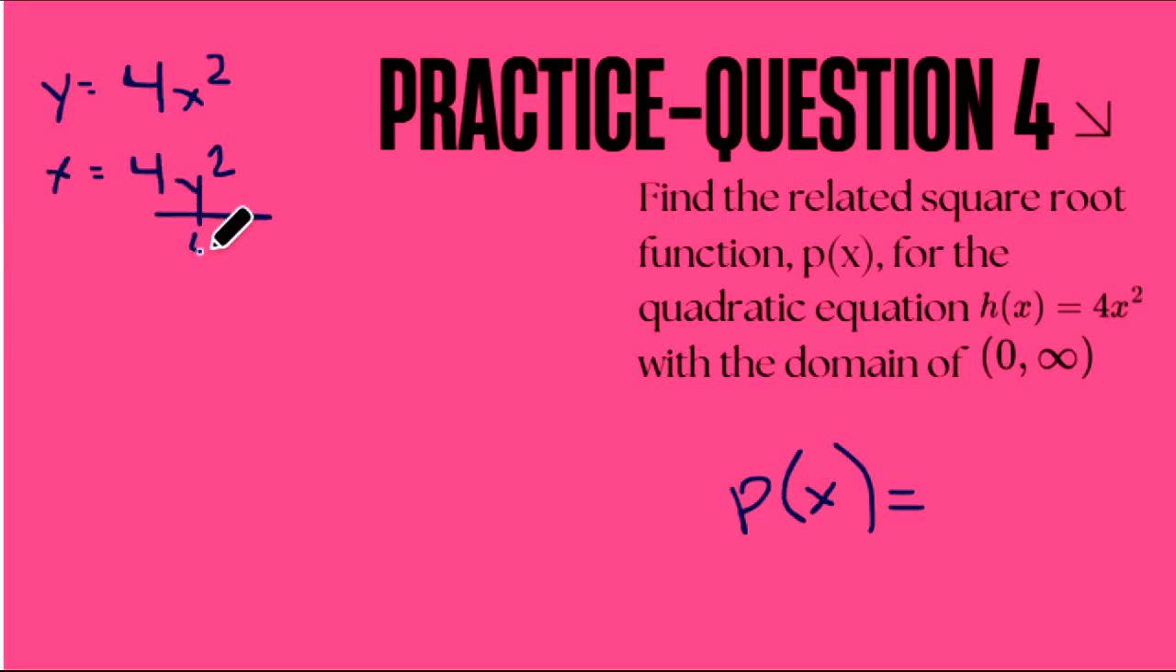Let's try taking 4 away from each side. I'm not sure if I'm doing this right, but we'll find out. That would make this 1/4 x is equal to y squared. And we want y by itself, so we're going to have to take the square root. I have no idea what the square root of 1/4 is. Calculator time.